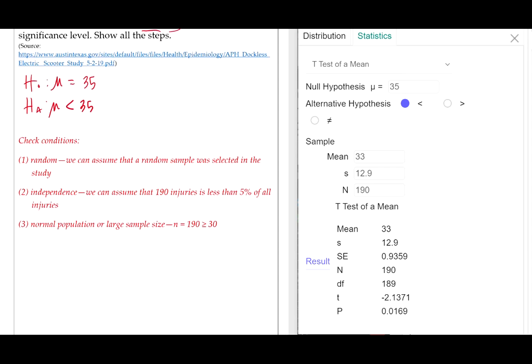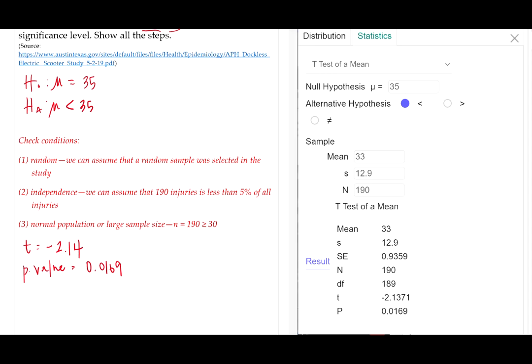So let's write those in. Our test statistic is equal to negative 2.14. We'll round to 2 decimal places. And our p-value is equal to 0.0169.